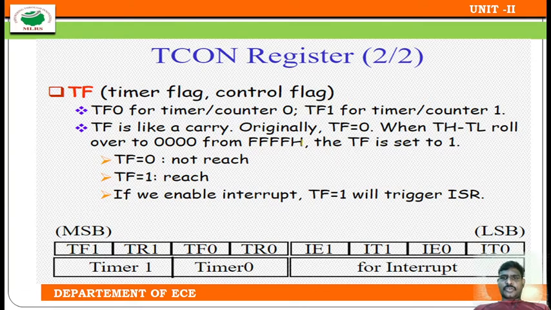If the TF flag is 0, it has not reached the end of counting and the timer application is running. It is reached when the TF flag is 1. If you enable the interrupt here, TF will trigger your interrupt service routine.